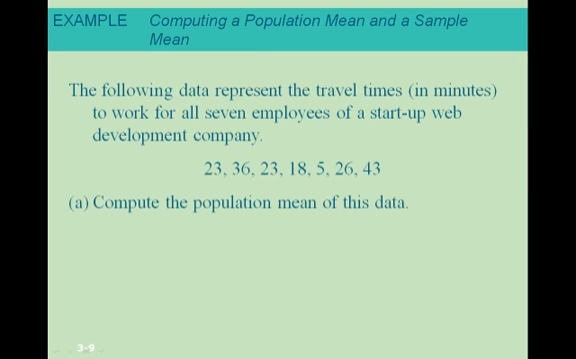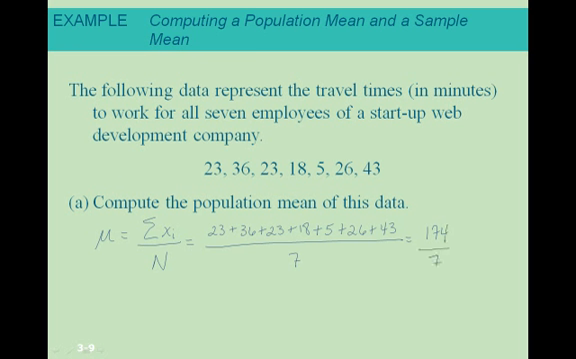The population mean, remember, is represented by mu, and it's going to be the sum of all of our observations divided by the total number of observations, and we see that we had 7 employees. So we want to sum each individual value and divide that by the total number of values. When we add those all together, we get 174 divided by 7, which will give us about 24.9 minutes. And that's the population mean for this data set.